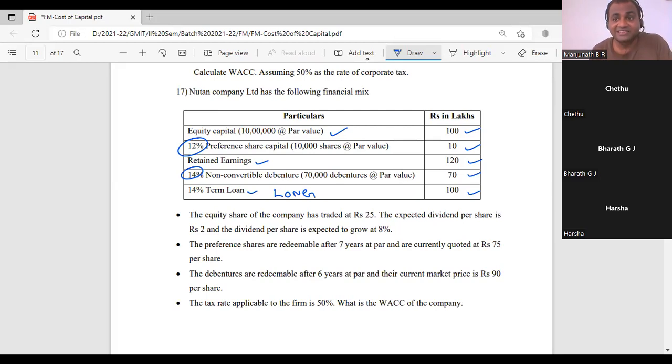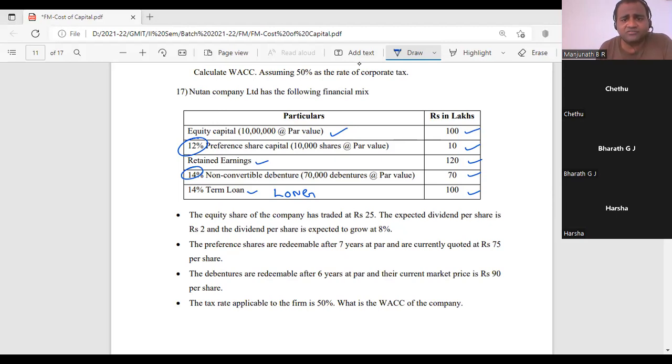I've seen that they have taken all the particulars, whatever is given in the question. No. If you remember in the class, I said equity, preference capital, debentures, retained earnings, and long-term loans or term debt. These are the things which we will be considering when we calculate the WACC. So with that, now let us see the additional information they've given.